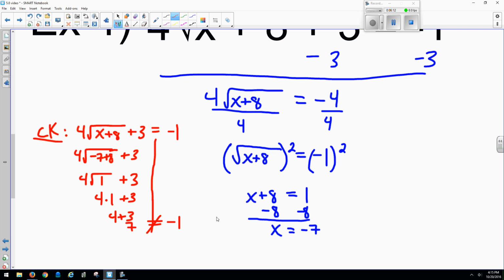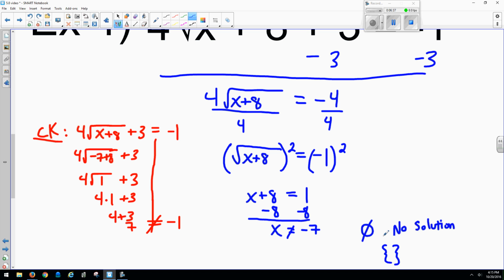So I can see that this does not check out. And so x is not equal to negative 7, and we have no solution. That's one way of writing it. Or you can literally write no solution. Or it would be the empty set. Any one of these three you can use.